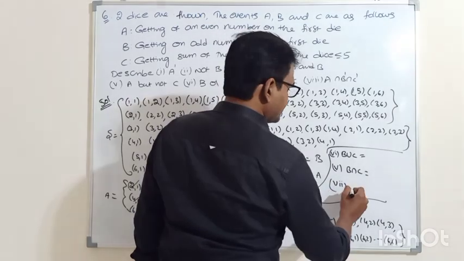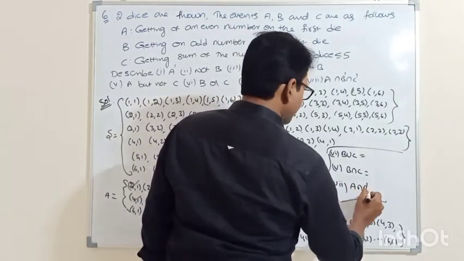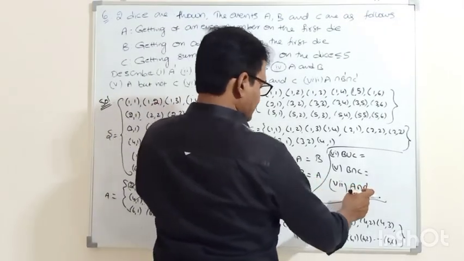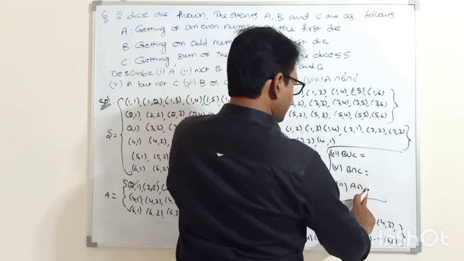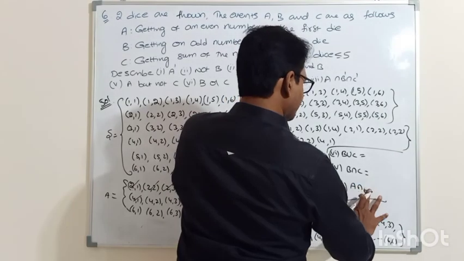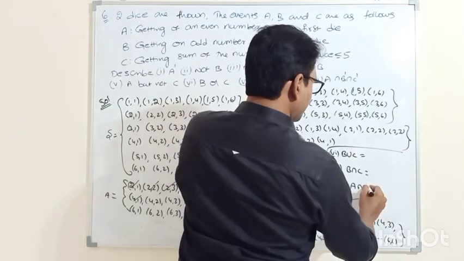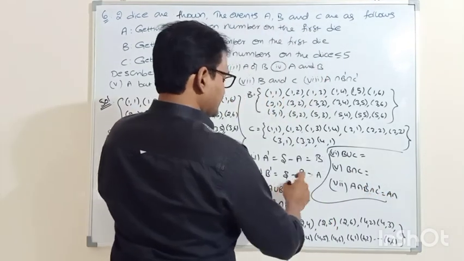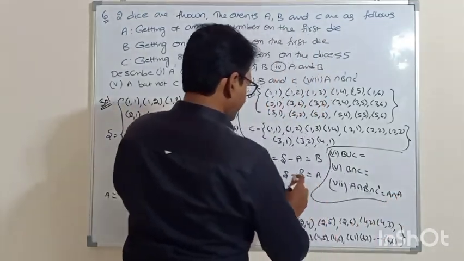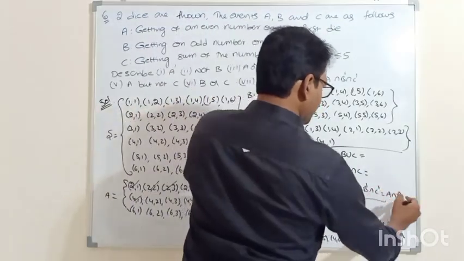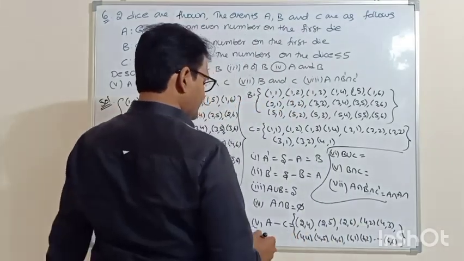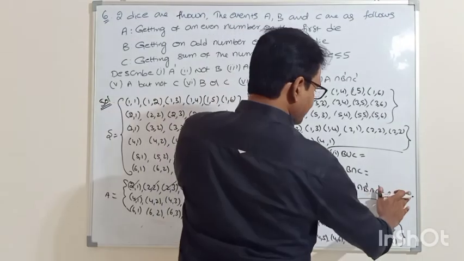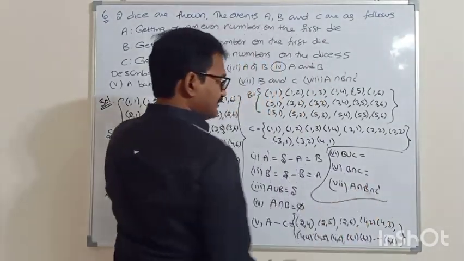And finally write A intersection B dash intersection C dash. B dash means nothing but A. A intersection A is only A. So A intersection B complement is again equal to A. Intersection C dash. C dash means S minus C. You need to find S minus C. Finally, find the common elements between the three sets.